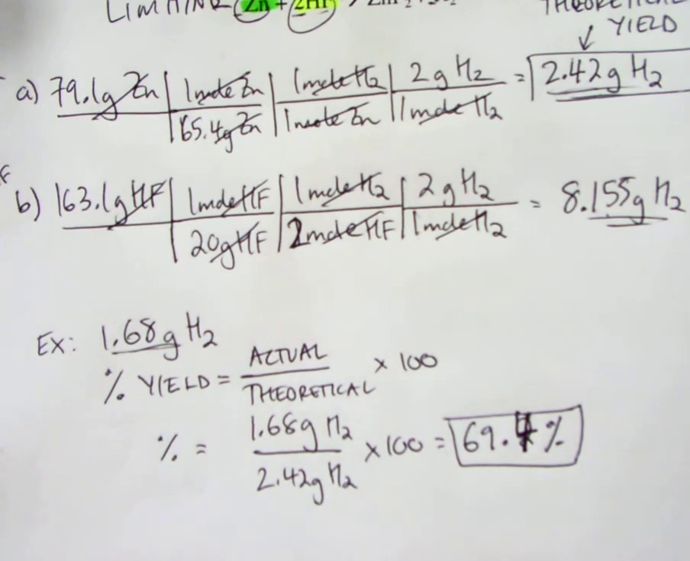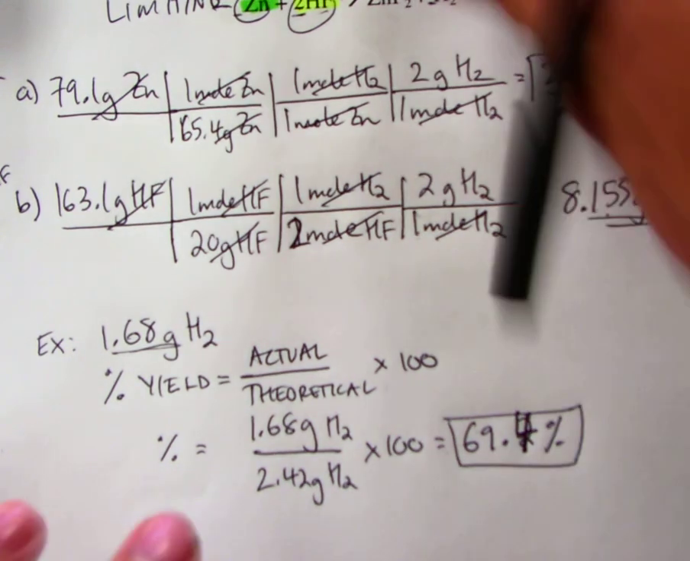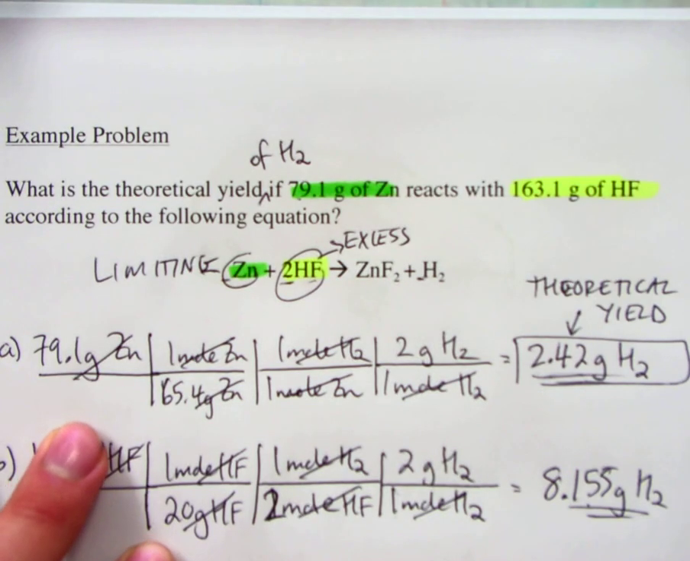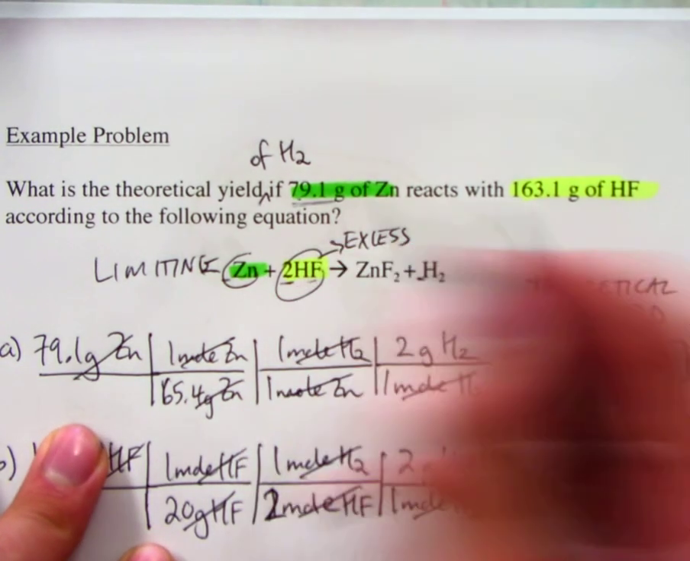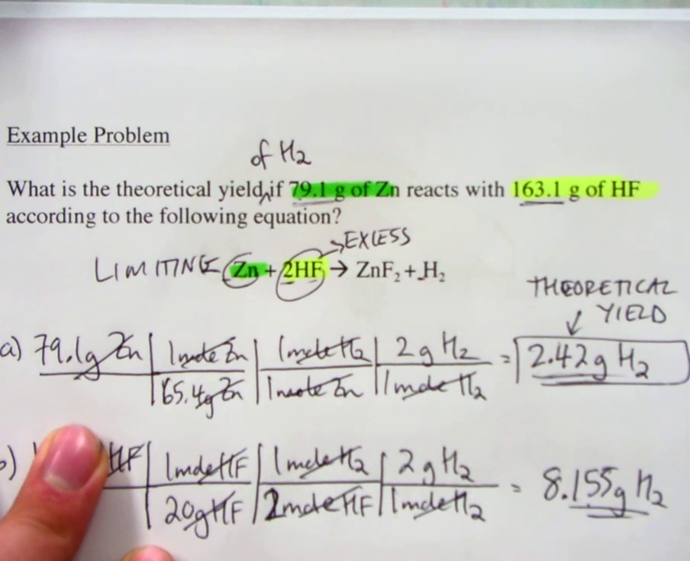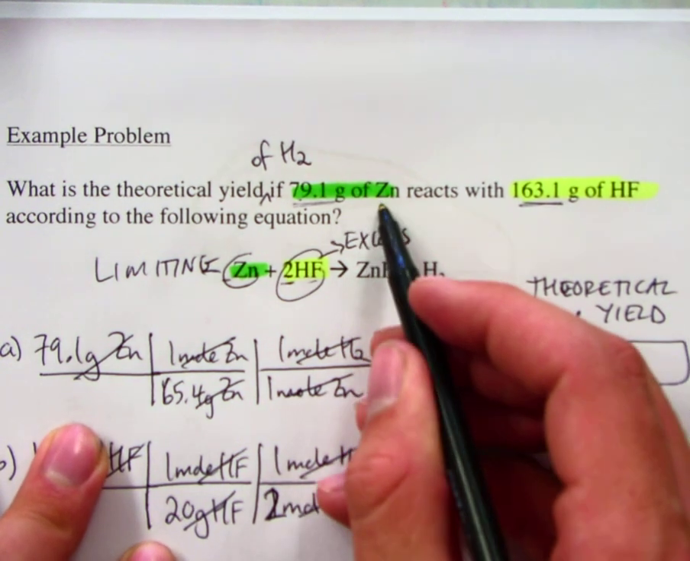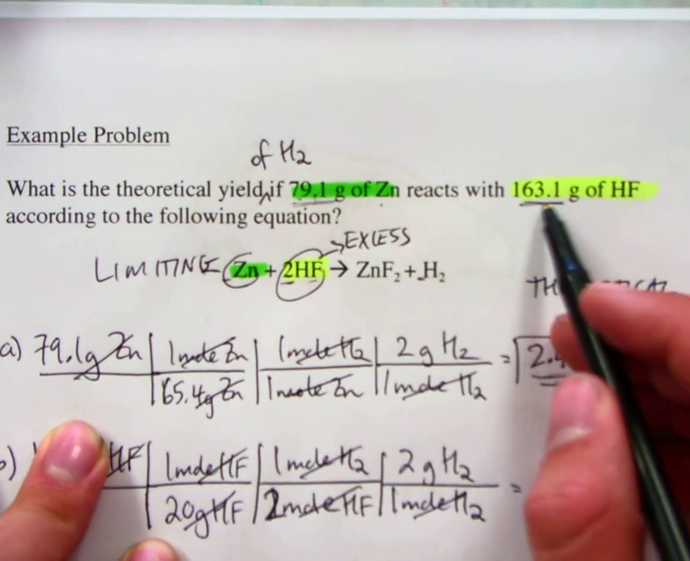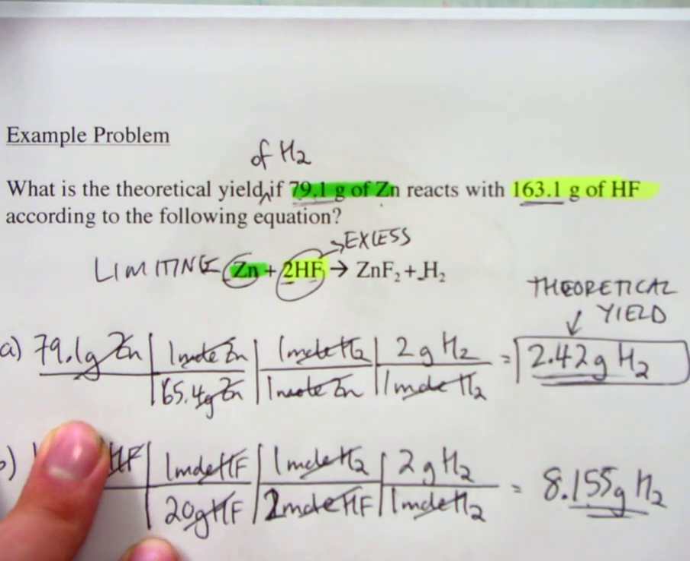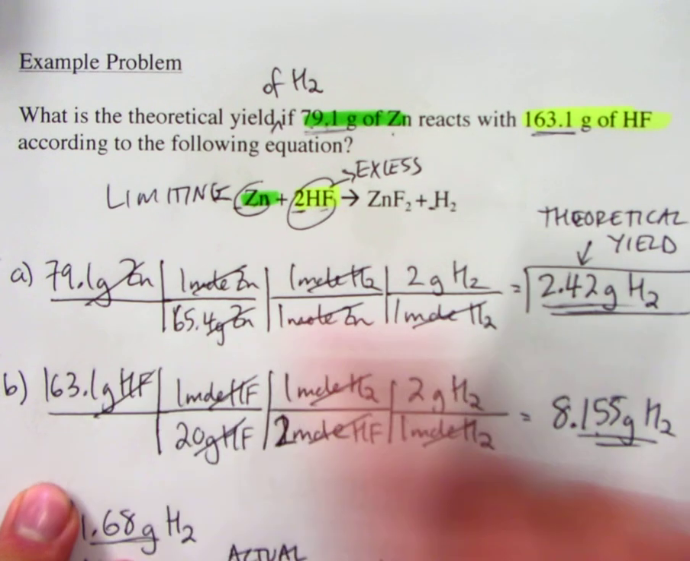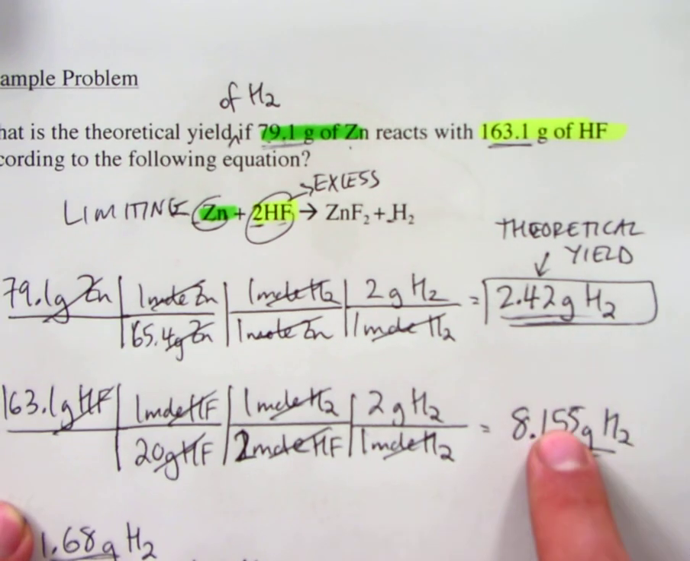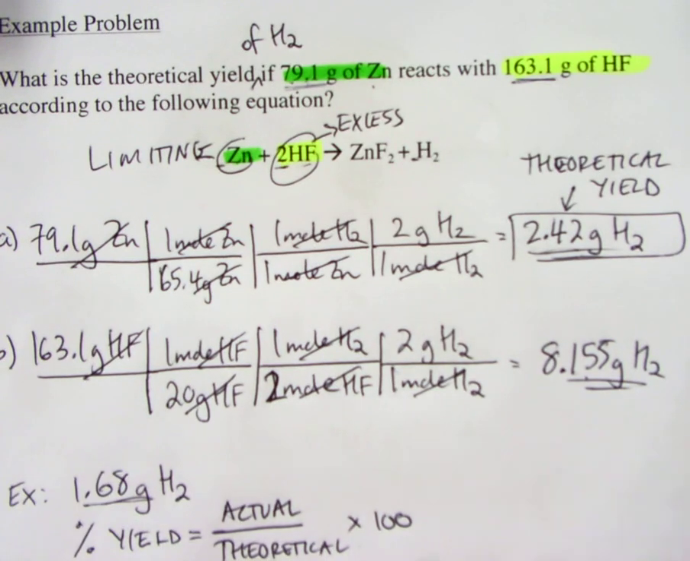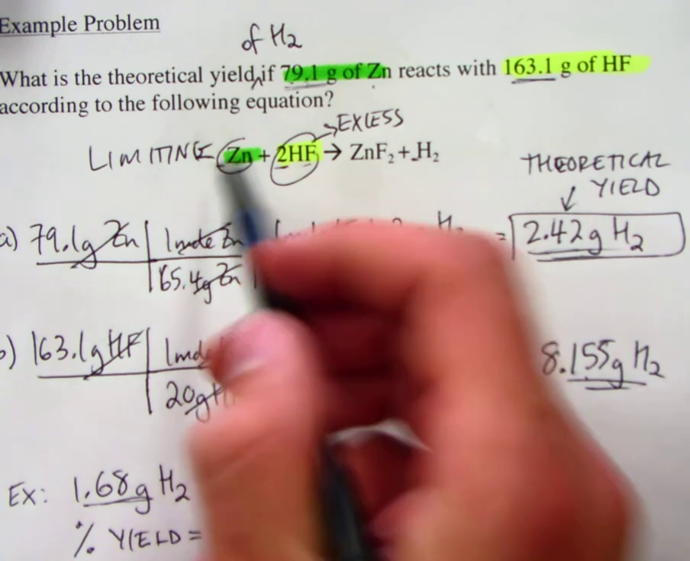Simple enough. Now, one key point I want to point out. You cannot figure out what the limiting reactant is by simply looking at the masses of the reactants you start with. It would not be correct to say, oh, zinc is going to be my limiting reactant because I have less of it. I only have 79.1 grams compared to 163.1 grams of hydrofluoric acid. In this case, it just happened to be that zinc was the limiting reactant. But that is not the case always. You will always have to figure out the theoretical yield for both, or as we'll learn later, a little trick using the number of moles of each that you will have.